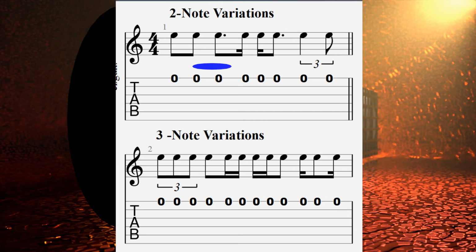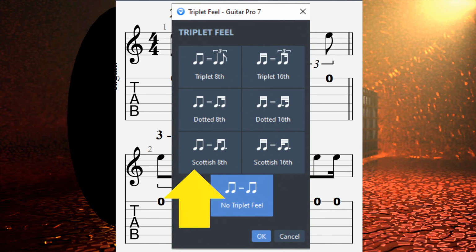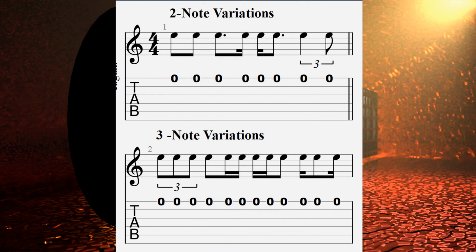Then you have the dotted 8th and Scottish 8th options, which, by the way, I never knew there was a name for that, but alas. These are your long-short and short-long options, respectively. Then finally, we have the 2 triplet feel options, where you play 2 of the 3 notes of a triplet, either long-short or short-long. Let's listen to a bar of each of these rhythms.